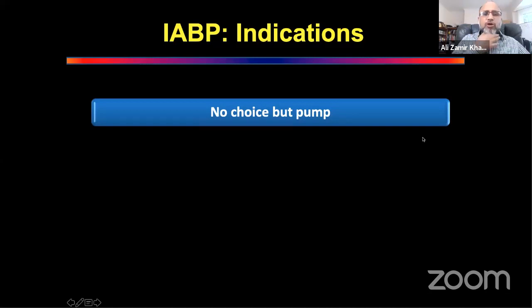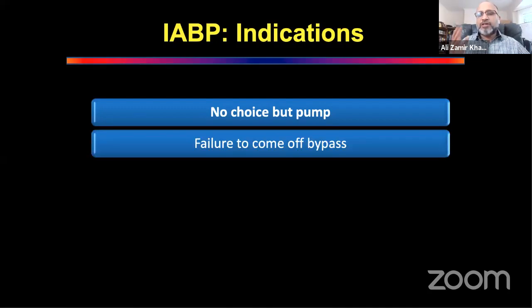So first one is, no choice but pump. You have to use a balloon pump because the heart is not working. The first and foremost in that is failure to come off bypass. So whenever you start talking about IABPs, you should say first is no choice but pump. When you're operating in theater and you want to get the patient off bypass and the myocardium is so badly damaged that you cannot come off bypass, then you put in the balloon pump to reduce the myocardial oxygen consumption, to reduce the systolic pressure so that the heart beats a bit better. So first point always in an indication is failure to come off bypass, okay?